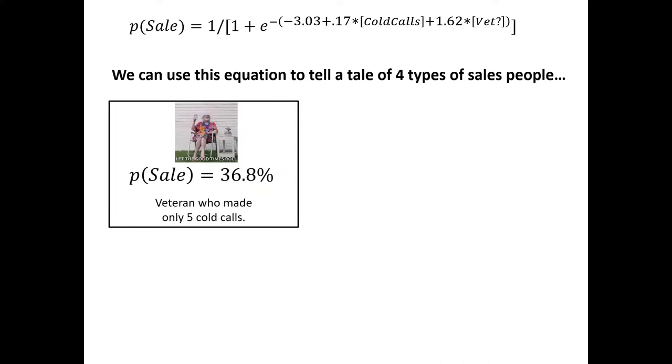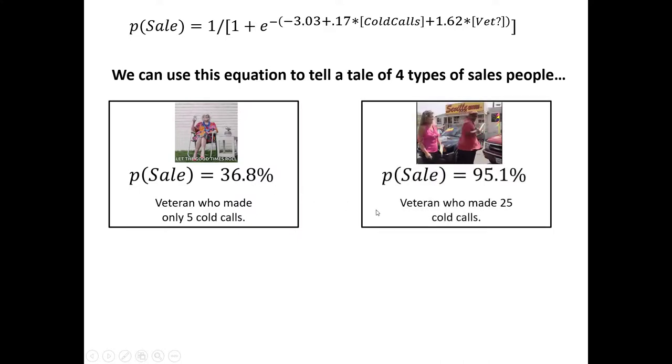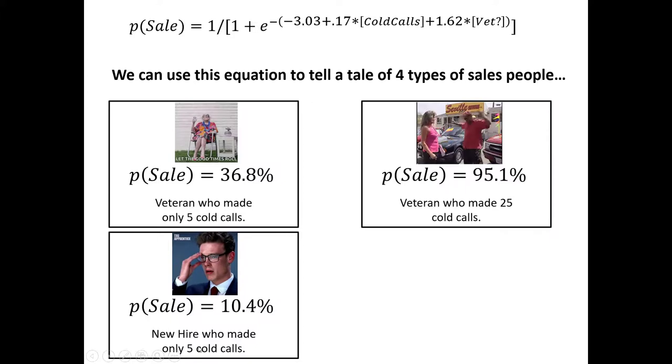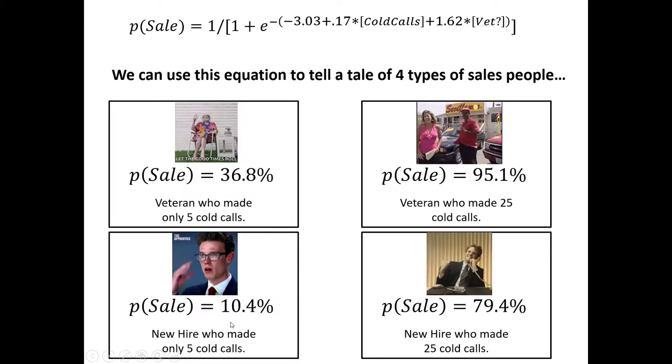Let's imagine a veteran employee who made only 5 cold calls. When we plug those into the input values, we see that they have a probability of making a sale 36.8% of the time. When we imagine a veteran who made 25 cold calls, they have a 95.1% chance of closing a sale. On the other hand, our new hires, if they only make 5 cold calls, they only have a 10.4% chance of making a sale. And a new hire who made 25 cold calls has a 79.4% chance of making a sale.